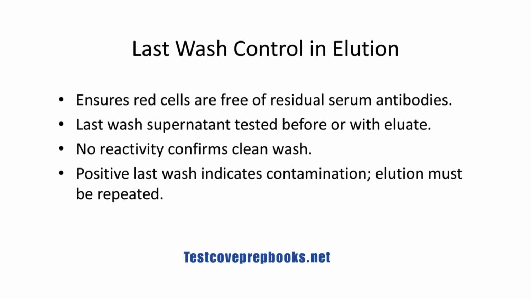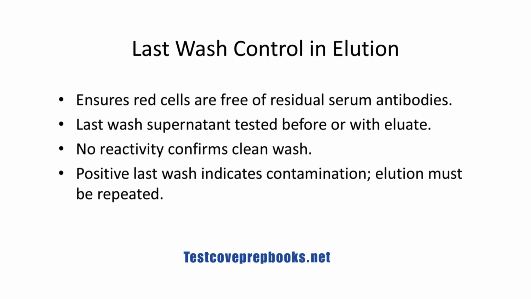Last wash control. Before performing elution, it is essential to ensure that red blood cells are thoroughly washed to remove any residual serum that may contain unbound antibodies. This step is verified using the last wash control, which involves the following. The supernatant from the final wash, referred to as the last wash control, should be tested either before or in parallel with the eluate. The last wash should show no reactivity with reagent red cells.